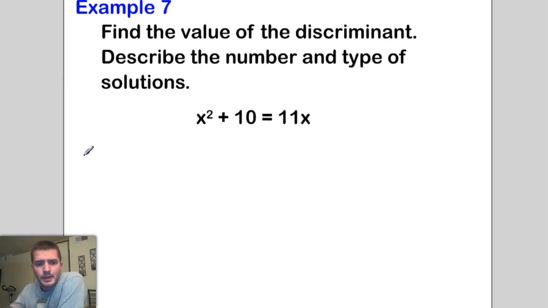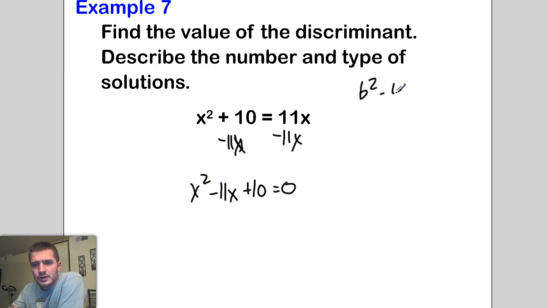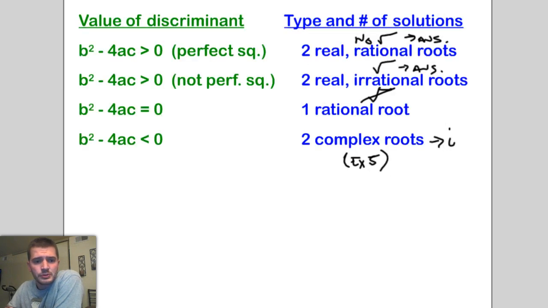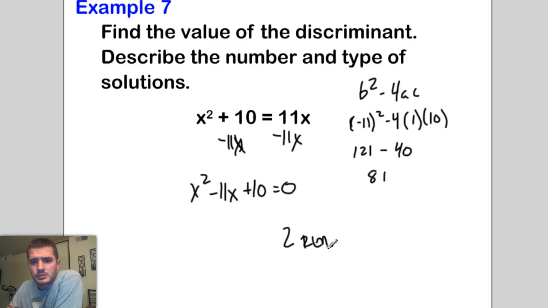All right, let's keep going. I'm going to subtract this 11x over. So this will be x squared minus 11x plus 10 equals 0. So again, b squared minus 4ac. So plug it in. We're going to have negative 11 squared minus 4 times a, which is 1, times c, which is 10. So negative 11 squared is 121 minus 40. So this will be 81. So now I know that 81 is a perfect square. That means that we're going to have 2 real rational roots.